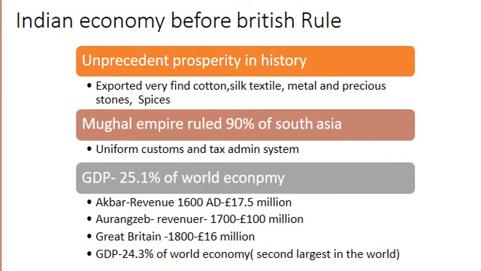By the time the Mughal Empire had expanded to include 90% of South Asia, they enforced uniform customs and tax administration systems. However, in 1700 AD, when Aurangzeb, one of the strong rulers of the Mughal Empire, died, a lot of regional powers came into play, and from that onwards, it gave a thrust to Great Britain to see how exactly it could conquer India.